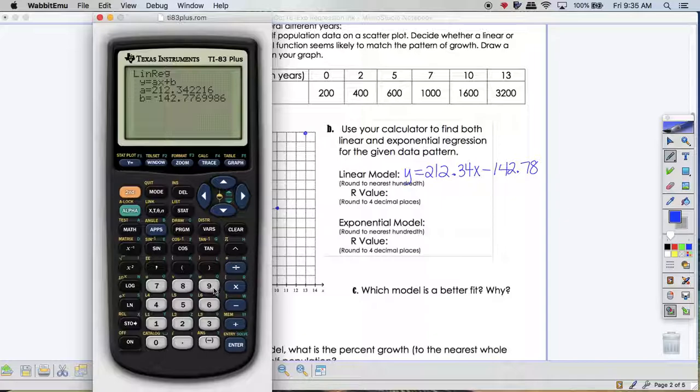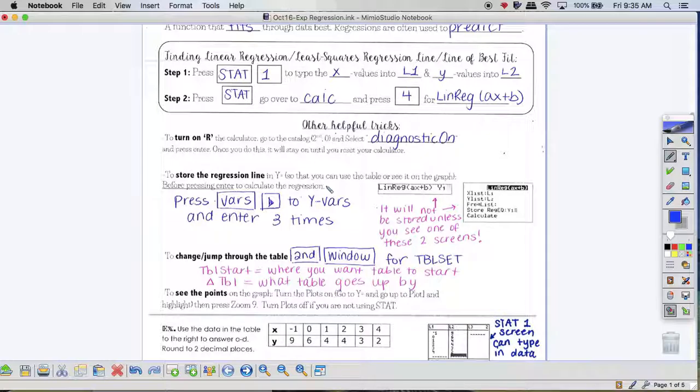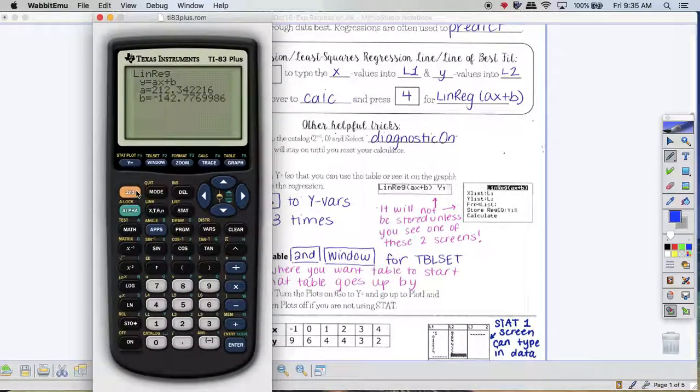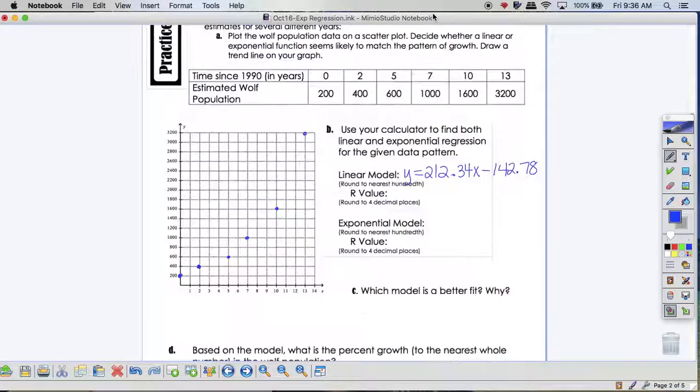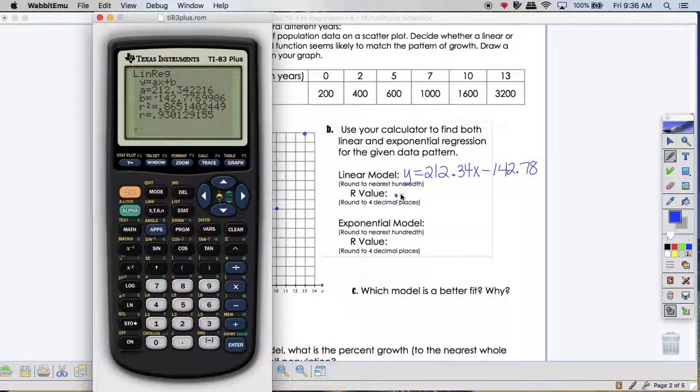Okay, you might not have your R value turned on, and so we did write that on this toolkit. To turn on the R value, we press second 0 and go to diagnostic on. Second 0, I can jump down to D right here and do diagnostic on and press enter. Okay, diagnostic on, it should say done. So now when I do stat calc 4 again, it's going to give me the R value this time. Okay, the R value, it says to round to 4 decimal places, is about 0.9301.